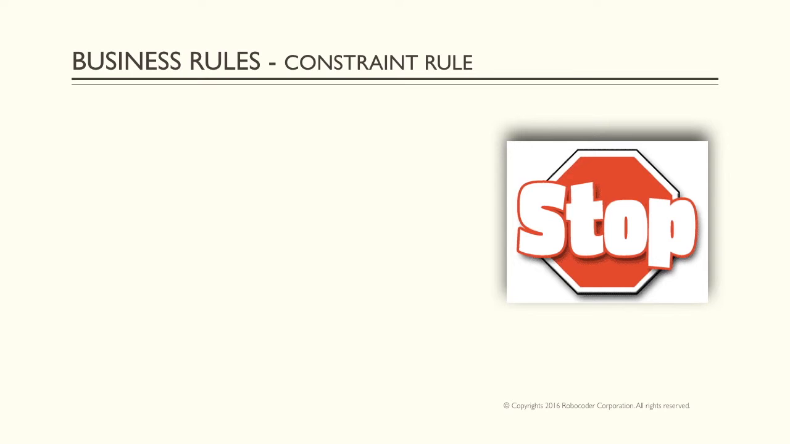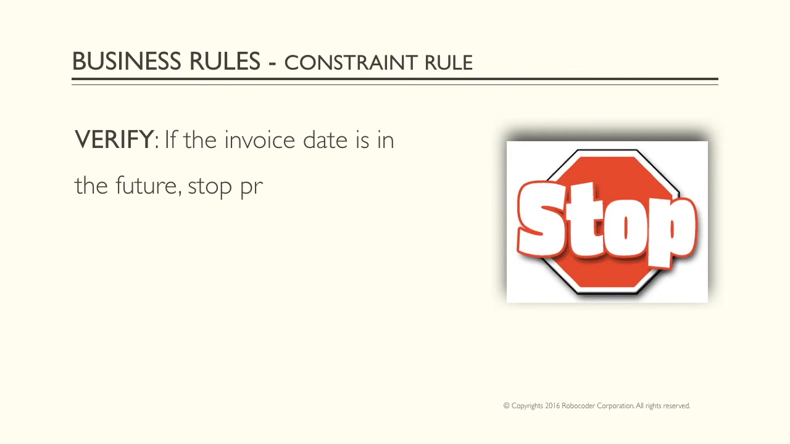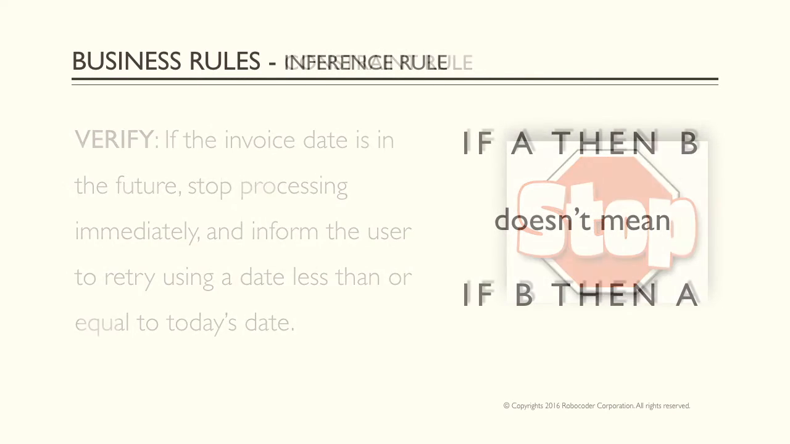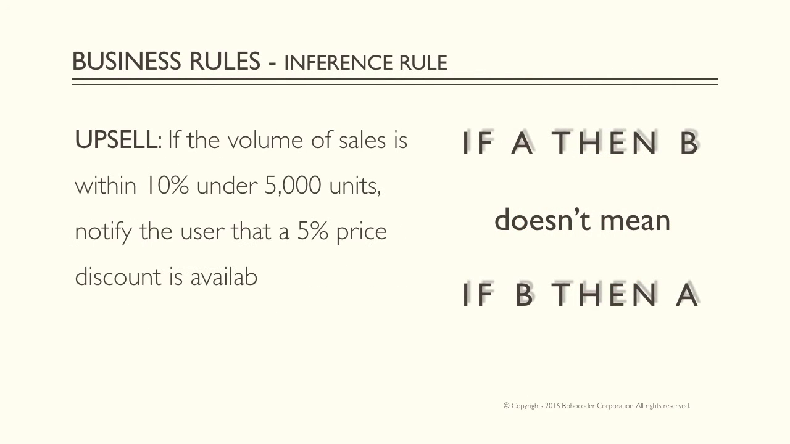To illustrate a constraint rule, try this. If the invoice date is in the future, stop processing immediately and inform the user to retry using a date less than or equal to today's date. An inference rule can be: if the volume of sales is within 10% under, say, 5,000 units, notify the user that a 5% discount is available if the purchase is over 5,000 units. This is typical in an upsell situation.